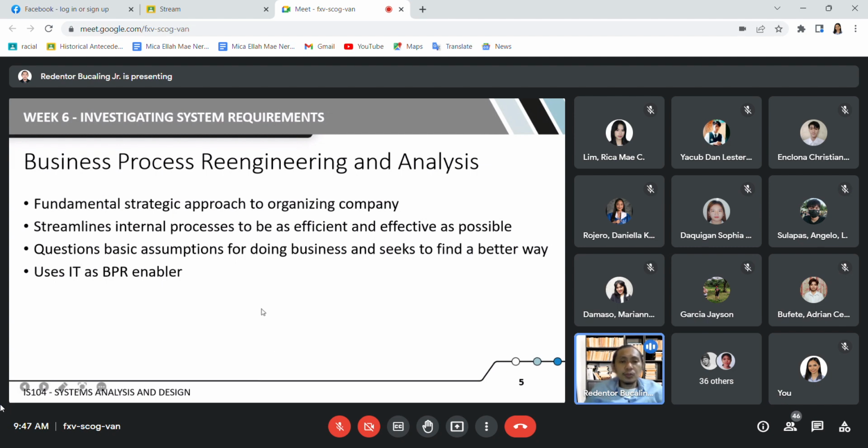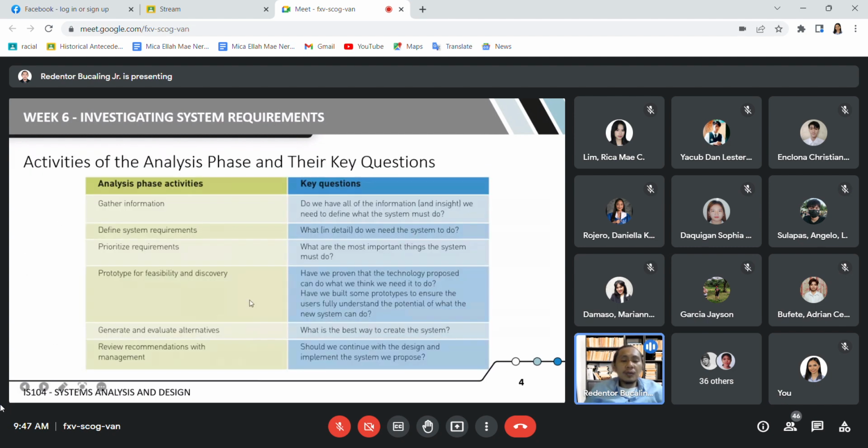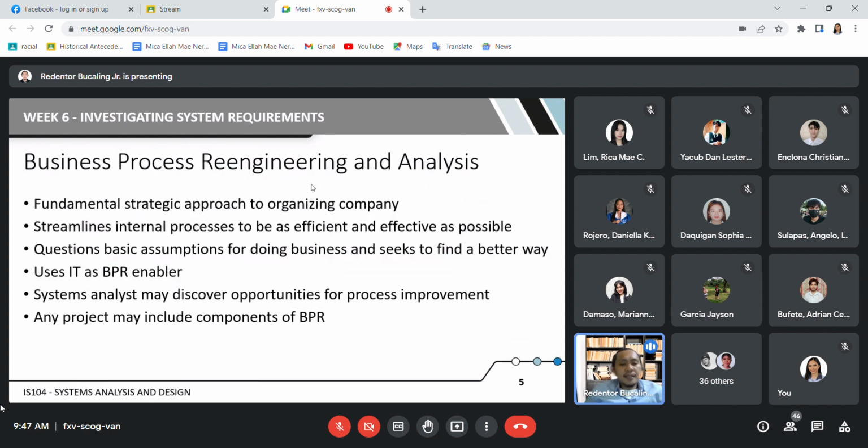Yung kanina po, yung tinutukoy po natin ito, yung mga key question about sa activity of analysis phase and their key questions. Then yung business process, no? Under the business process re-engineering. So before, merong subject na ganito, BPR, business process re-engineering. Basically, before we go into yung business process engineering kasi on that part, we need also to understand yung tinatawag nating functional and non-functional system requirements, no?